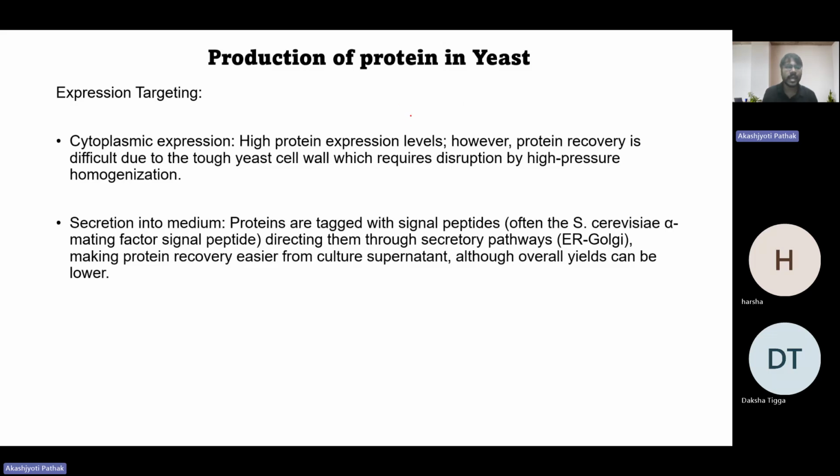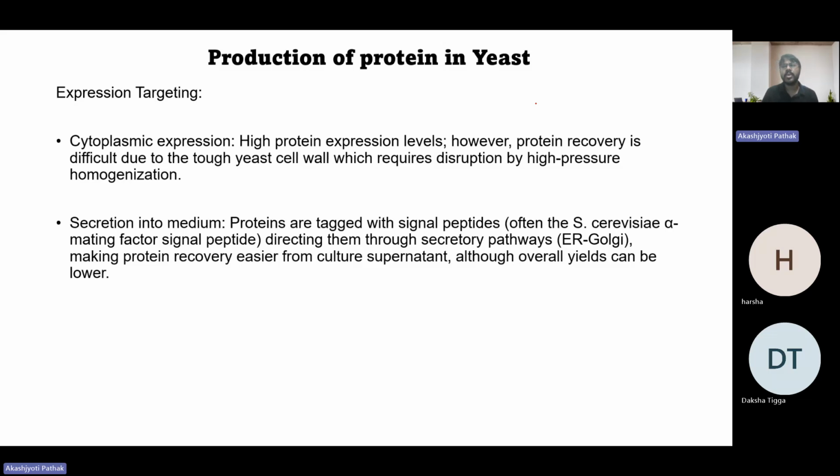Now, production of protein in yeast, how can you produce it? Yeast can either cause cytoplasmic expression, or the protein can be secreted in the media. Cytoplasmic expression means high protein expression level, however, protein recovery is difficult. If your yeast is expressing the protein in the cytoplasm, you have to lyse the yeast. Yeast lysis is difficult because it has a cell wall.